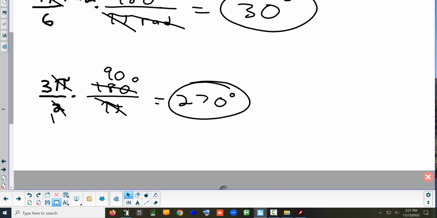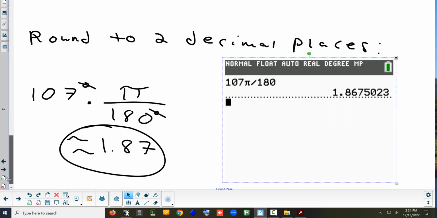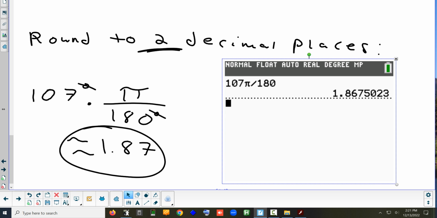All right, let's try one more with a decimal. That'll be the last one. And let's see what happens if we use 3.14 compared to if we use the pi button. Most of the time when you round, it's going to be to 2 decimal places. So like if the answer is supposed to be 0.65 and you got 0.64, that's okay. But if it's supposed to be like 0.65 and you get like 0.73, that's not really okay.